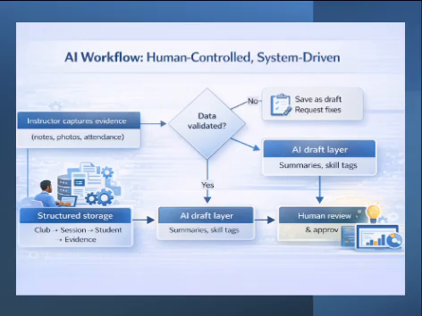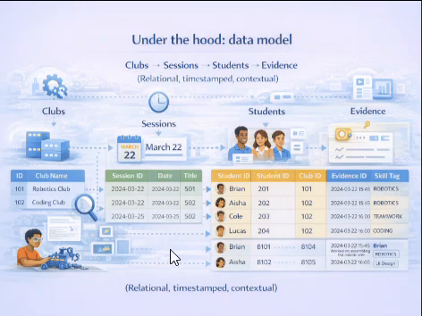Now, looking at this slide, you see there's structured information stored by club, like I said before, by section, by student, and actually by evidence, which the instructors will take. So every piece of evidence is relational, contextual, and has a timestamp, which is done in the backend in the database. That context is what makes analytics reliable and AI summaries accurate.